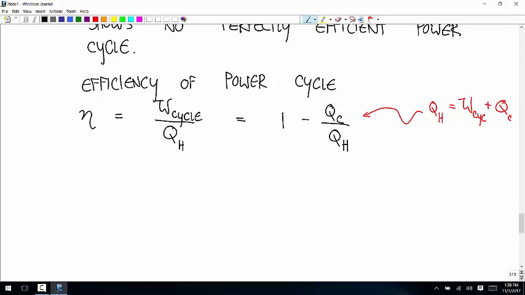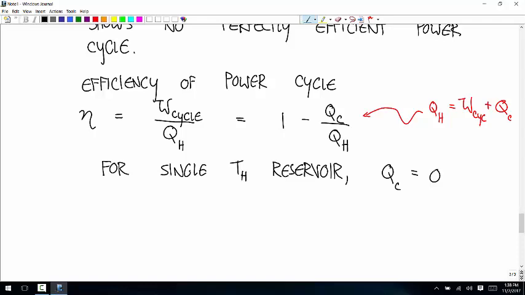So for this case of the single reservoir, Q sub C has to be equal to 0. The exhaust is the heat lost to the cold reservoir. So if you only have that single high temperature reservoir, then you can see Q sub C has to be equal to 0, and therefore this efficiency is equal to 1. You can see that in the second form there.